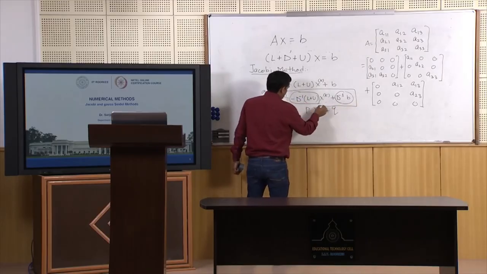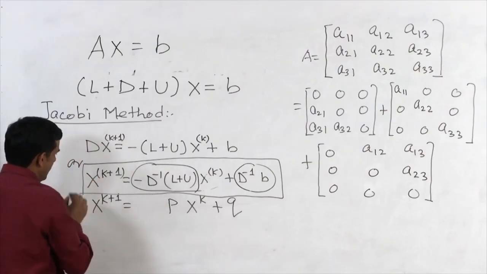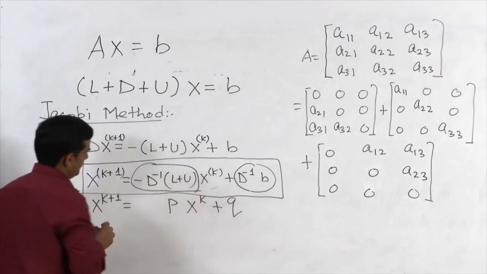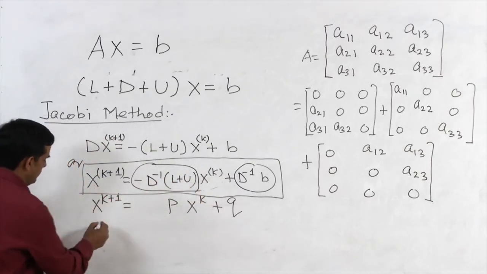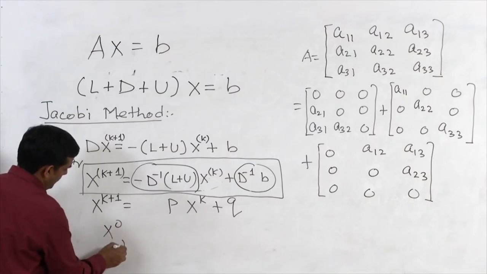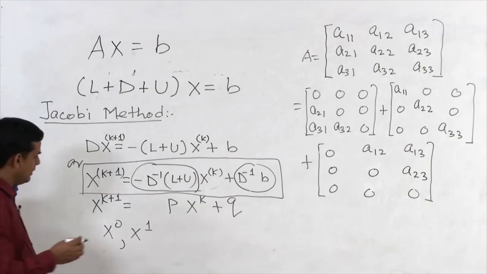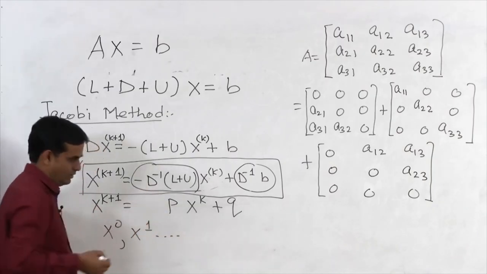So, this particular scheme is called the Jacobi iterative scheme. Here we will start with an initial solution x naught, then I will find x 1 using this formula and so on.